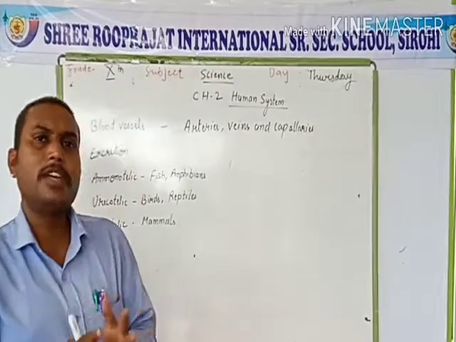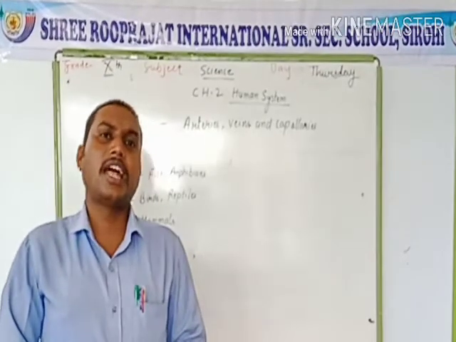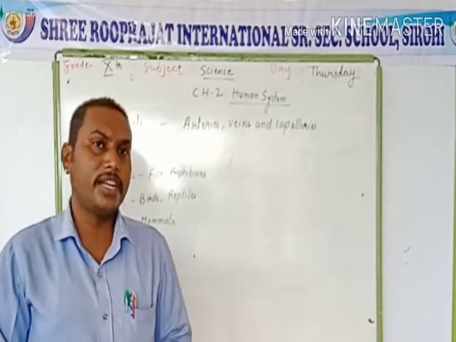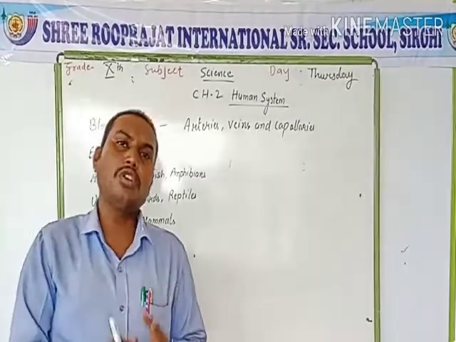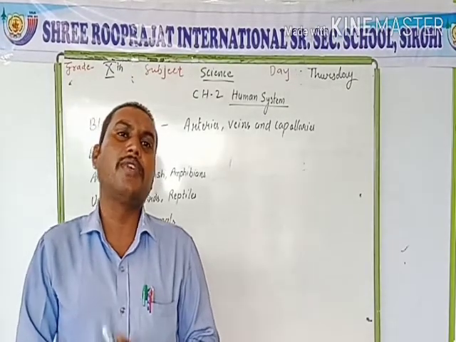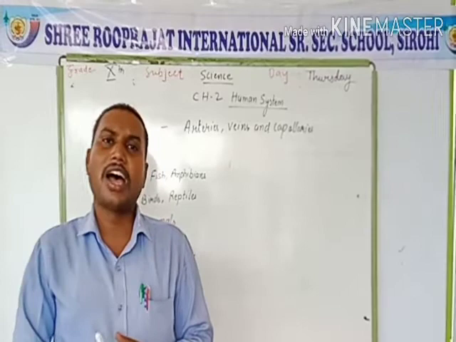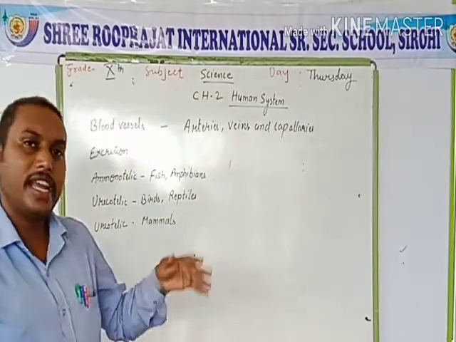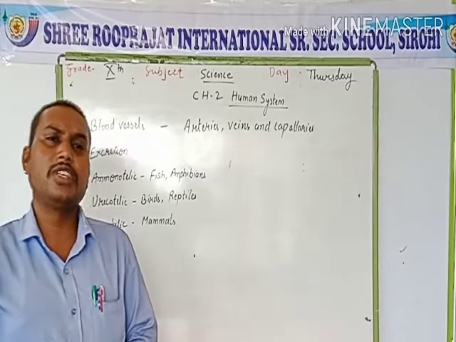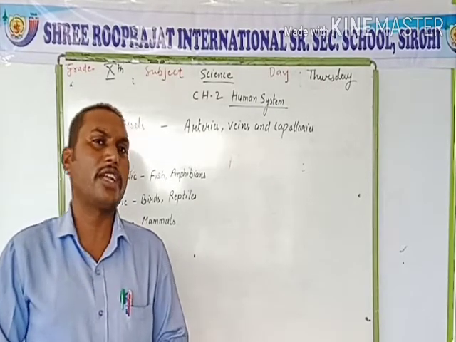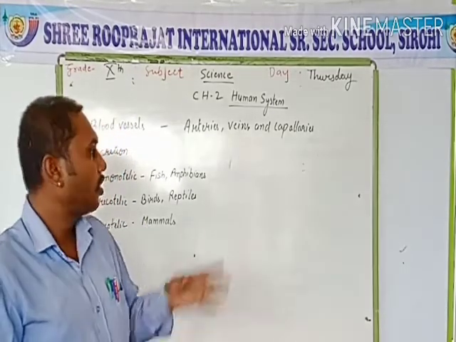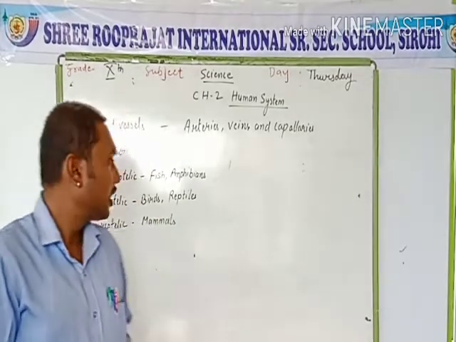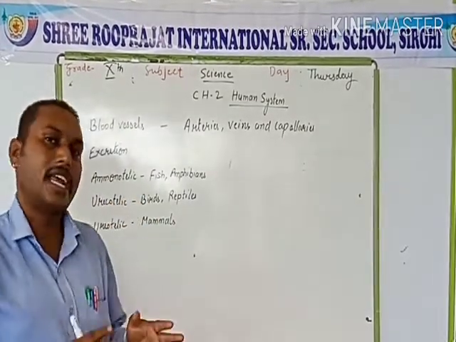Now, on the basis of excretion, there are three types of organisms. First of all, ammonotelic. Organisms which remove the waste in the form of ammonia are known as ammonotelic organisms. For example, fish and amphibians, meaning those organisms which live in water, aquatic organisms, are generally ammonotelic organisms.